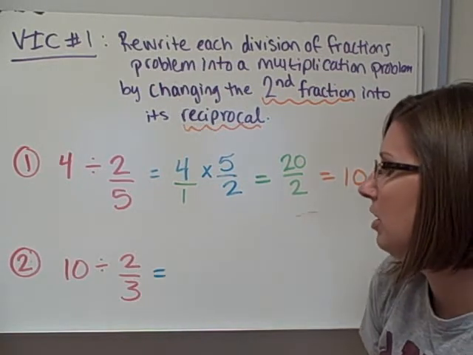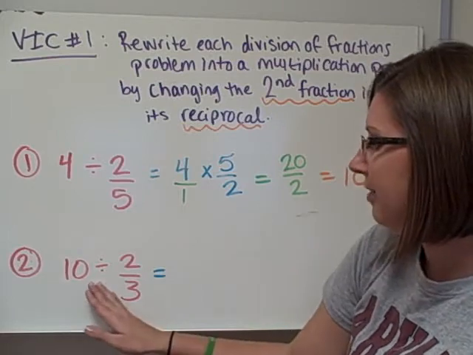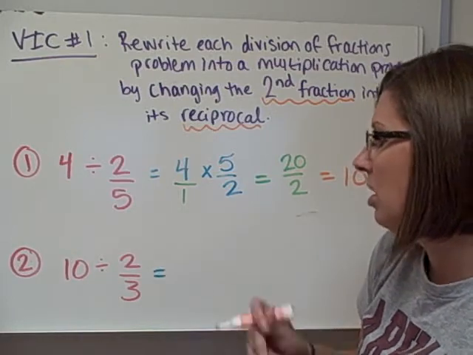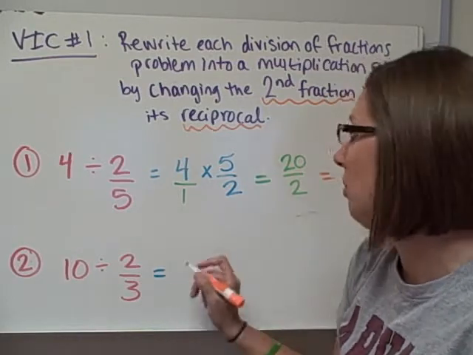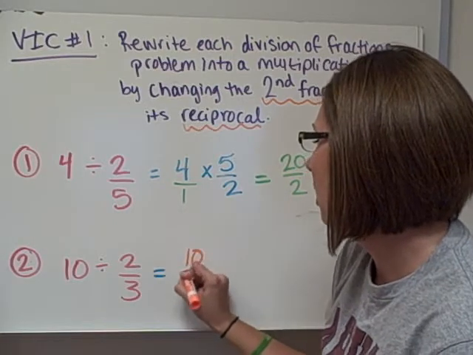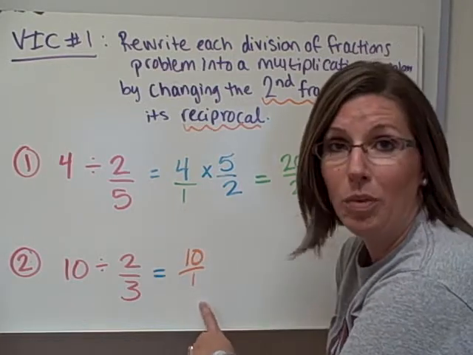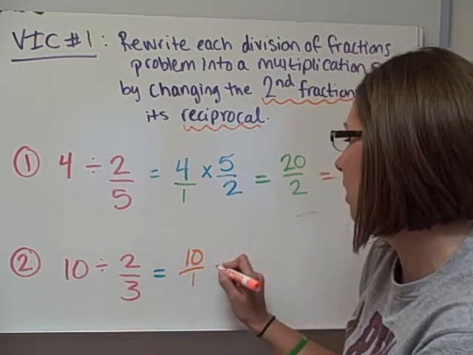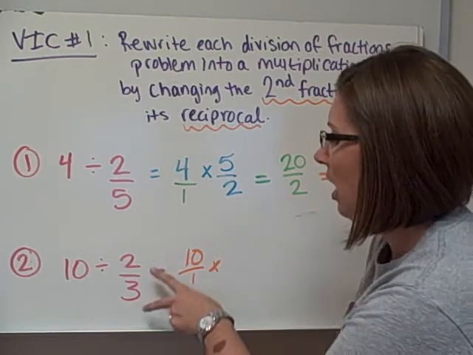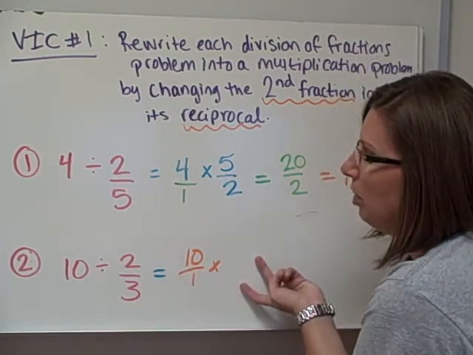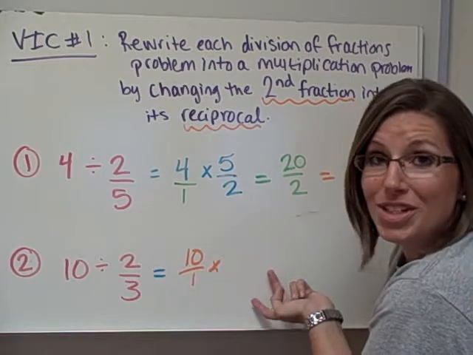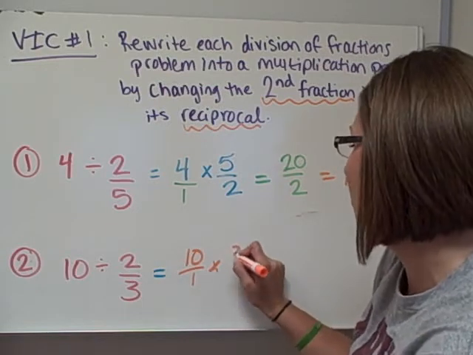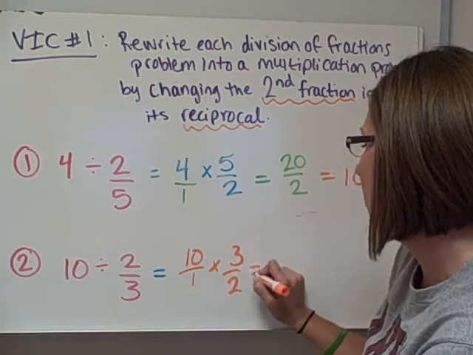Example number 2, I'll do here with you. We have 10 divided by 2/3. Remember, anytime we have a whole number, we're going to rewrite it so that it has a denominator of 1. I'm going to change my division to multiplication, and then I'm going to multiply by the reciprocal. So I'm flipping over 2/3, and I'm rewriting it as 3/2.